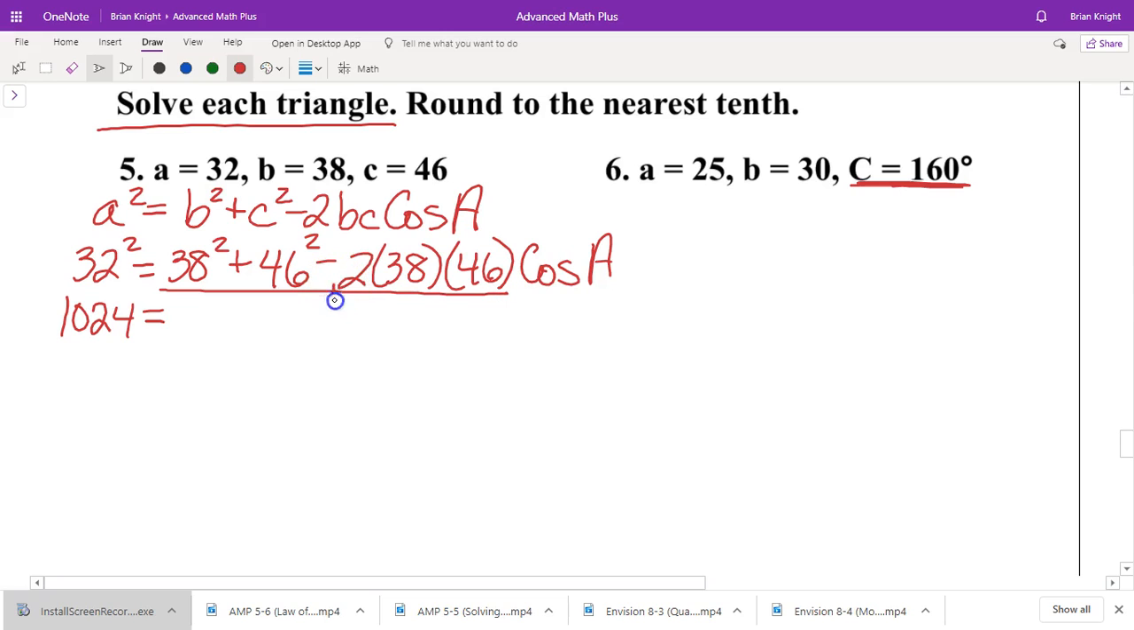Because this part right here has what with it? Cosine A. So they're not like terms, so you can't be adding them. You with me? So what you need to do is break this into parts, so you can do these together. So what's 38 squared plus 46 squared?